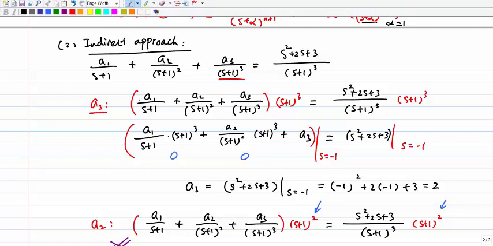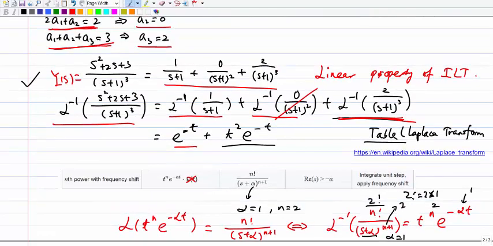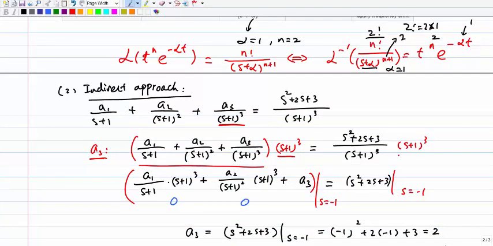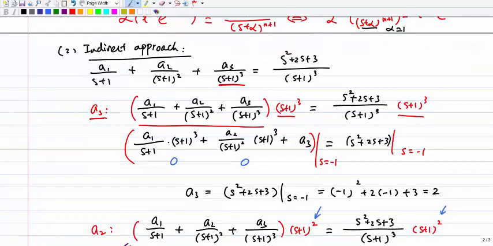When you do this, you multiply both sides by s plus 1 to the cube. This is pretty much the same as I showed over here. Now the next step will be a little bit different. Once I do the product, I set s equal to negative 1. The reason is that in the first two terms, a1 divided by s plus 1 times s plus 1 cubed, this factor cancels out. Because if s is equal to negative 1, s plus 1 is 0, so these terms will be 0 and be gone.